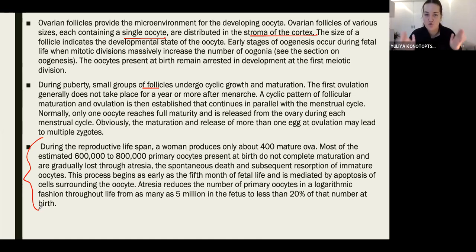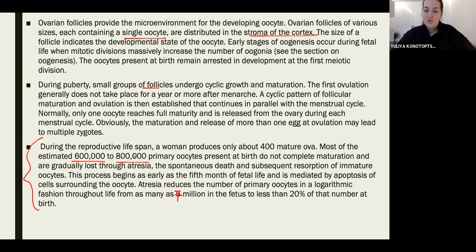It's too much. So what should you do? You should apoptose them, remove the majority of them. So how many are you actually born with? Out of those 7 million, you're born with 600 to 800,000. So the majority of them are killed. In histo, they wrote 5 million. In embryo, it says 7 million, so you're going to stick with what the embryo says. So 7 million in the fetus are reduced to less than 20% of that number, about 600 to 800,000.